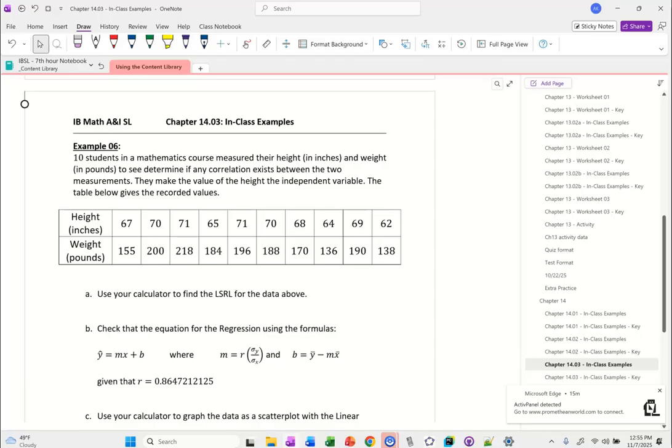What does LSRL stand for? Least for L, squares for S, regression for R, line for L. Least, squares, regression, line. It's not important that you be able to tell me what that stands for, but that you know we're talking about the regression line is enough.